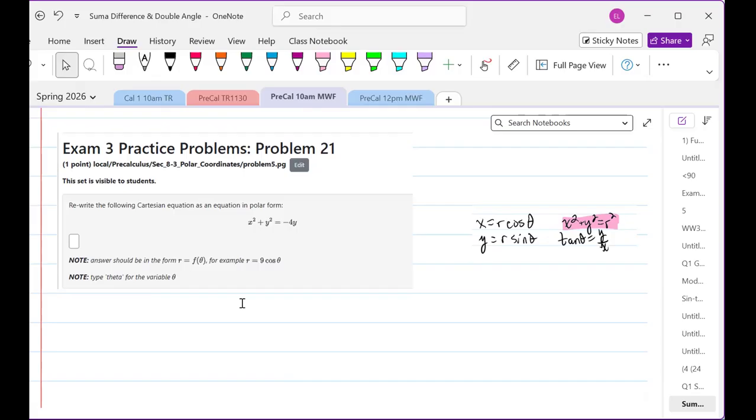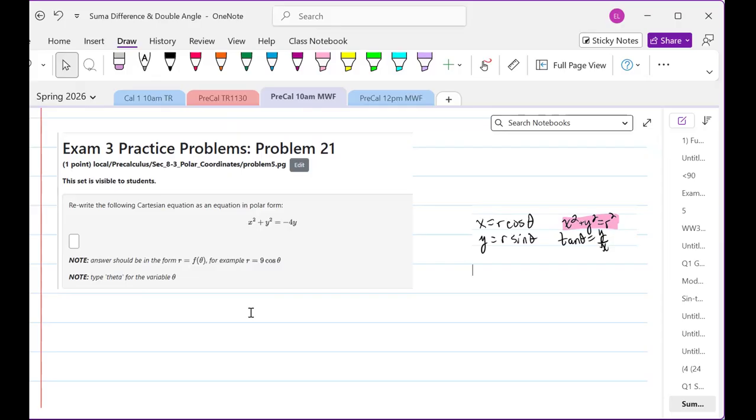So when I'm looking at my formula here, x squared plus y squared equals negative 4y, I technically have a substitution for x and a substitution for y that are only in terms of r and theta. So I can just substitute both of those in and I'm done. But if I do that, it'll be a little extra work to solve for r. So I'm going to get a little more creative.